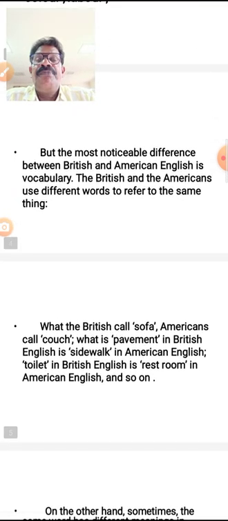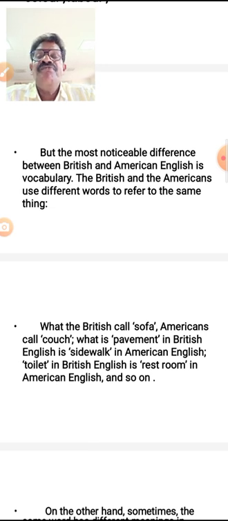And the next point: the most noticeable difference between British and American English is vocabulary. Vocabulary means, once again, words. Earlier we came across spellings, and right now we are going to discuss vocabulary between British and American. The British and Americans use different words to refer to the same thing. This is the most interesting thing. For the same thing, they use different words. What are they?